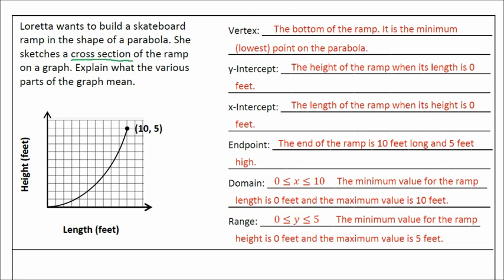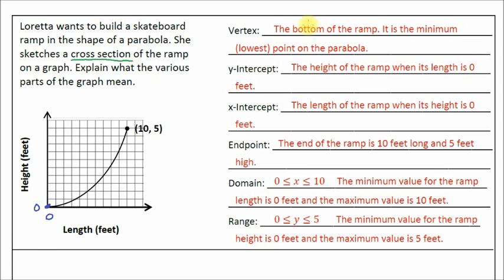So first thing is, what does the vertex tell you? The vertex is right here, and you can see the vertex is at 0 height and 0 length. There's no length and there's no height. Oh, sorry, one more thing about this graph. Notice the x and the y-axis are labeled. It tells you this represents the length of the ramp in feet, and this represents the height of the ramp in feet. So the vertex is at 0, 0.